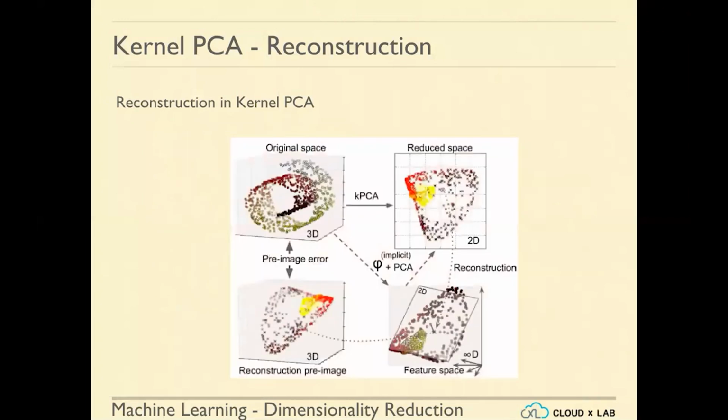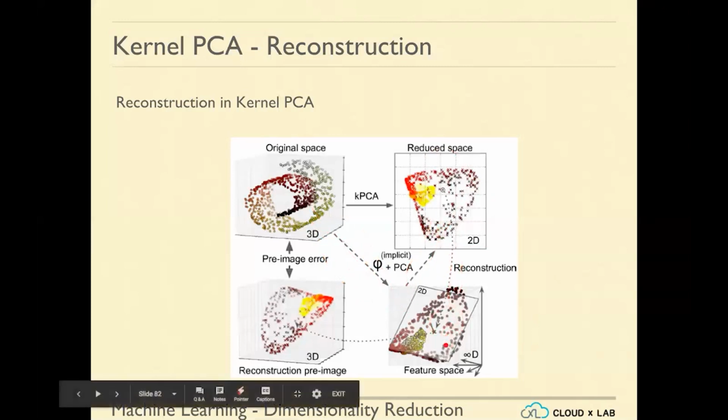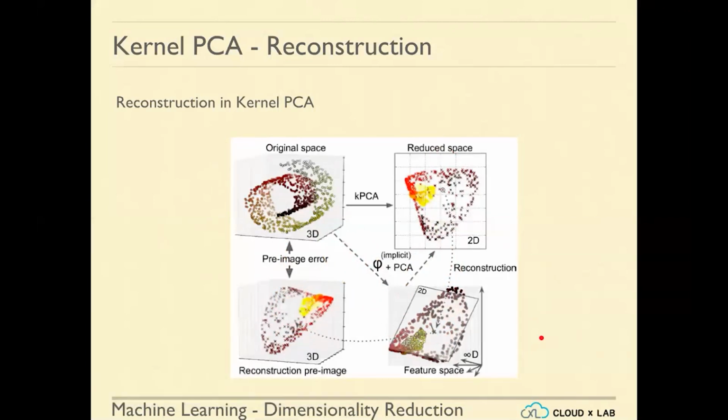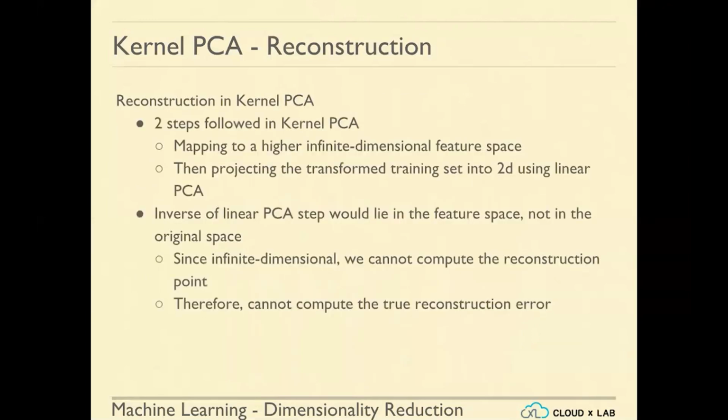So here, this was our original space. Then we did kernel PCA, and we got a 2D space. Then we applied a kernel and then did the PCA. Essentially, what we are trying to do is recreate the original image and see what exactly had given the maximum error.